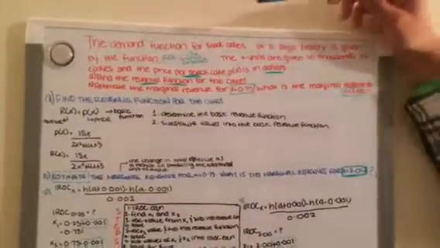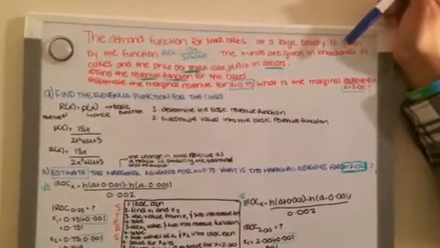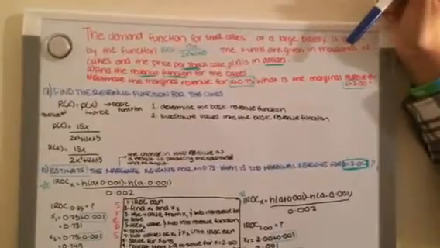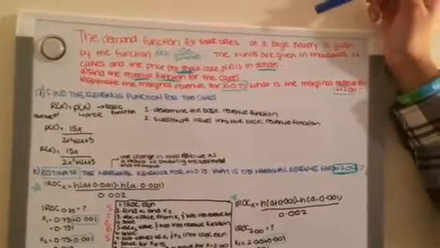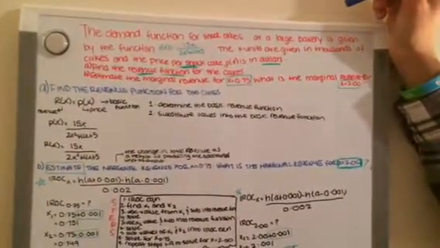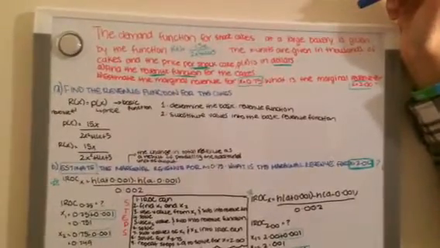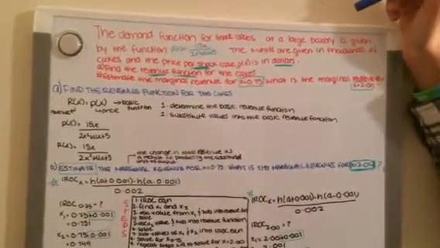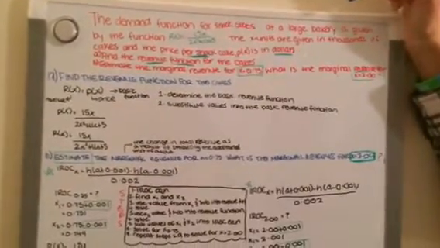So over here we have the demand function for snack cakes at a large bakery is given by the function p of x equals 15x over 2x squared plus 11x plus 5. The x units are given in thousands of cakes, and the price per snack cake p of x is in dollars. Part A is find the revenue function for the cakes, and part B is estimate the marginal revenue for x equals 0.75, and what's the marginal revenue for x equals 2.00.